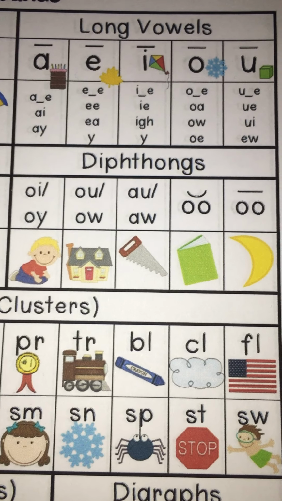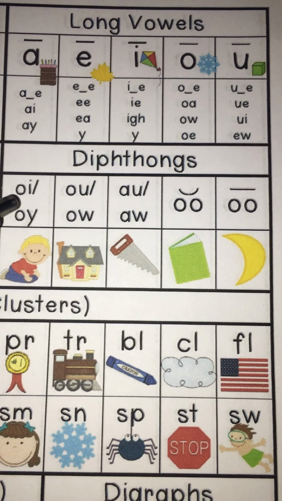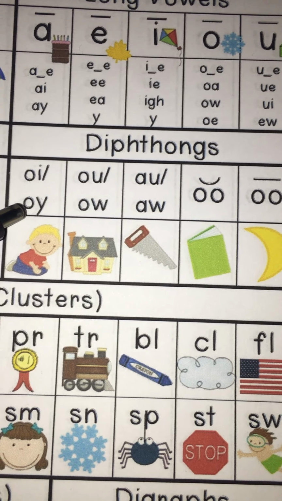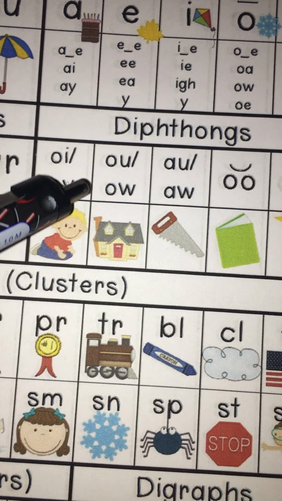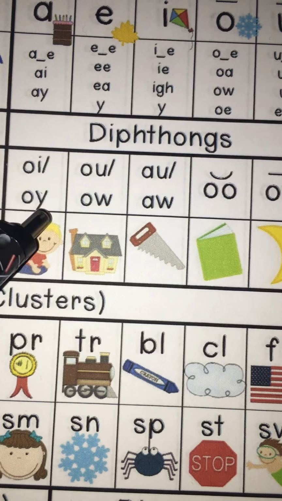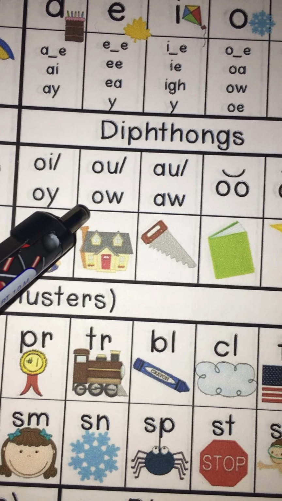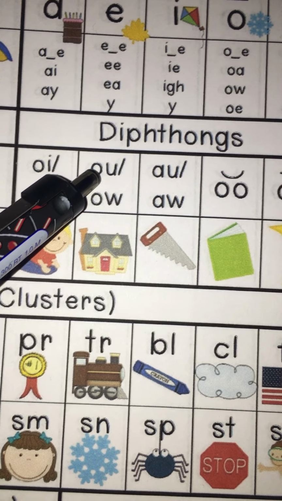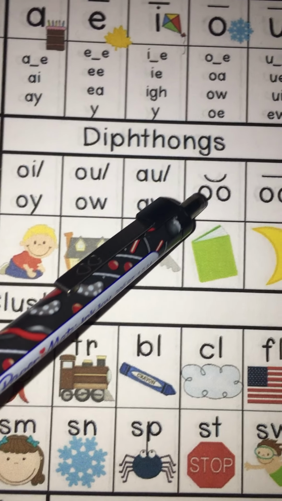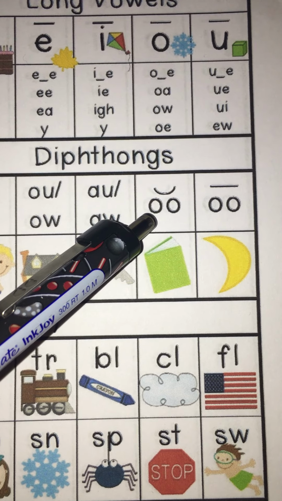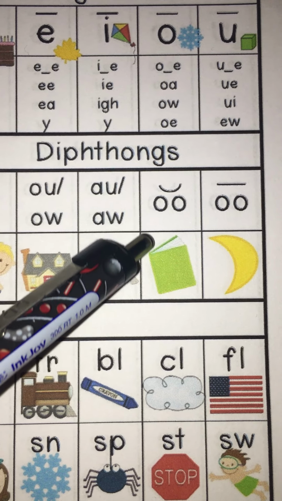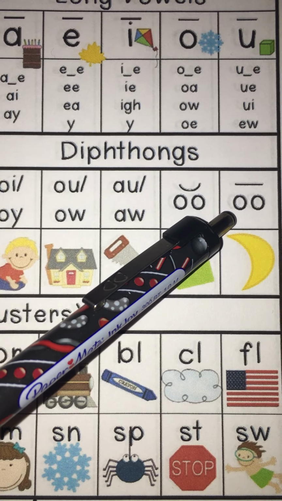Here we have our diphthongs, and these are vowels that are paired together that make a unique sound. So OI says oi, and OY also says oi. OY is usually at the end of a syllable, and OI is usually in the middle. Okay. OU and OW both say ow, as in house. AU and AW say aw, as in saw. Now OO, you have two different sounds for OO as well. OO can say oo as in book, or oo as in moon.